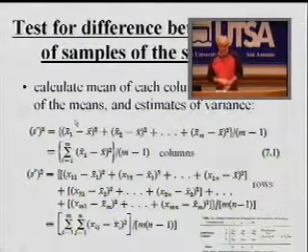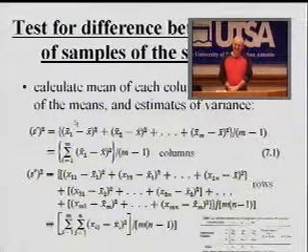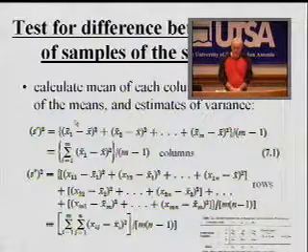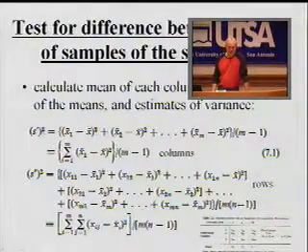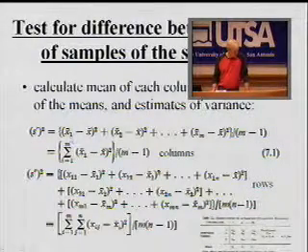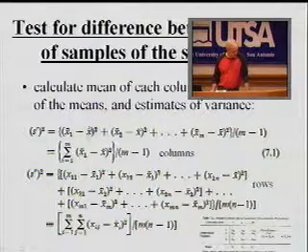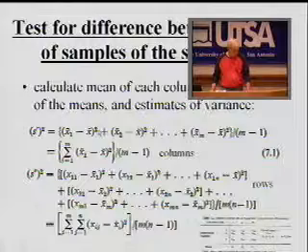So remember that variance was the sum of the mean squared differences, so the sum of the mean squared differences over the degrees of freedom. Now what we see is S prime squared equals the differences between each column mean, the mean for each treatment group, and the grand mean of means, squared.